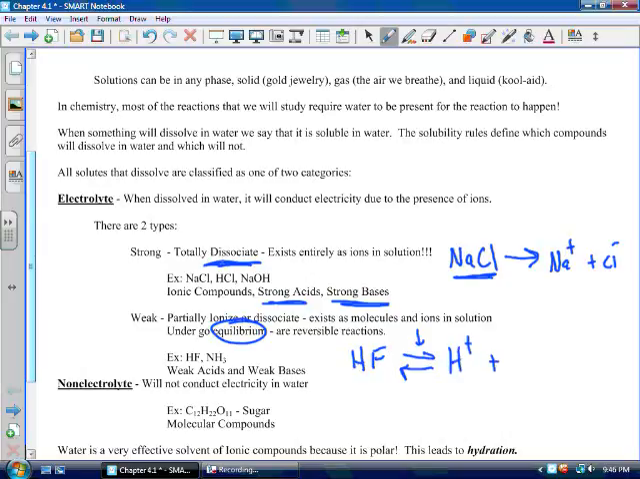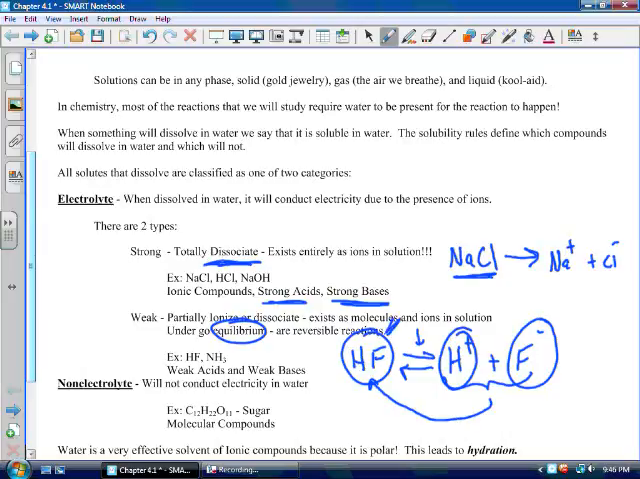So we have some H+ ions being formed and some F- ions being formed. But at the same time, these things recombine to come back this way to form some of that original reactant. So at any given time in solution, we have some of this and some of that. Weak electrolytes will partially dissociate. At any given time, you'll have some molecules of the original substance and some ions. Again, strong electrolytes completely dissociate, so in water you only have ions present.